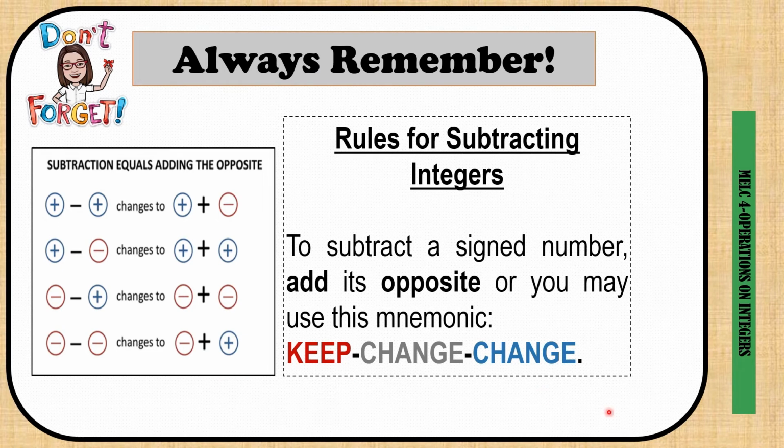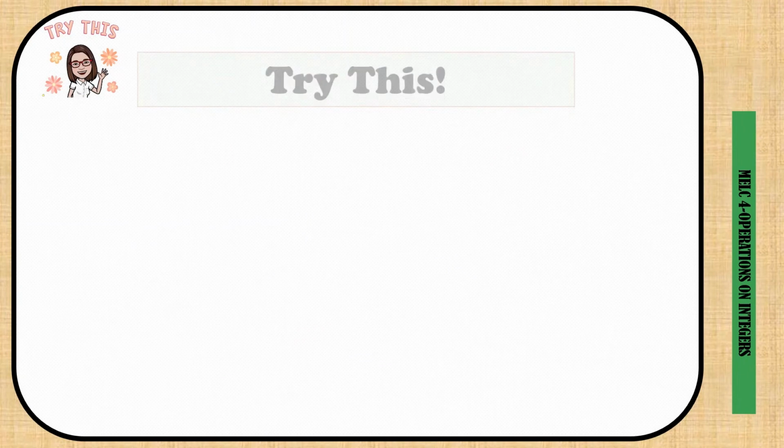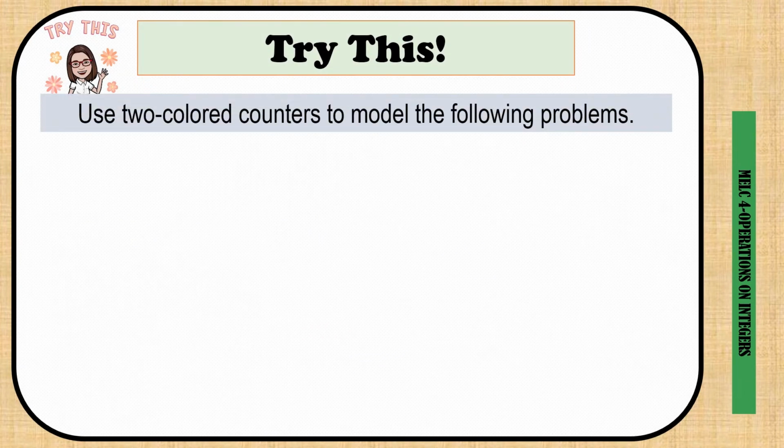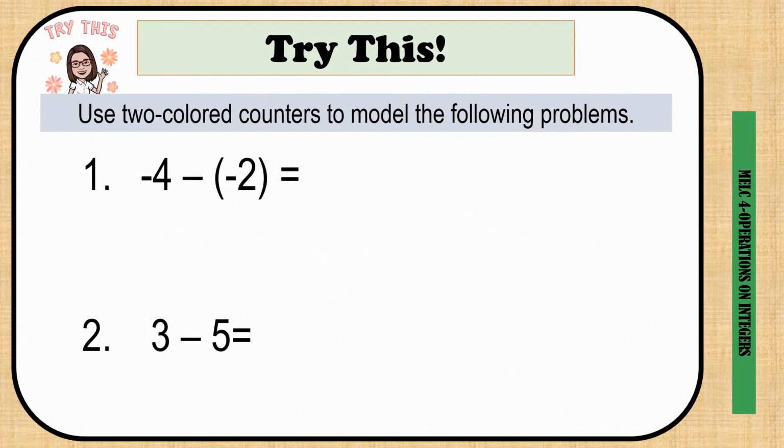Now, I hope it will be of great use when you try this given activity. Use two colored counters to model the following problems. Remember that subtraction is an application of addition, so you will just simply use the addition of integers. But remember to keep, change, change. These are the given. Number 1, negative 4 minus negative 2. How are you going to model it with two colored counters or chips? Number 2, 3 minus 5. Do it now.